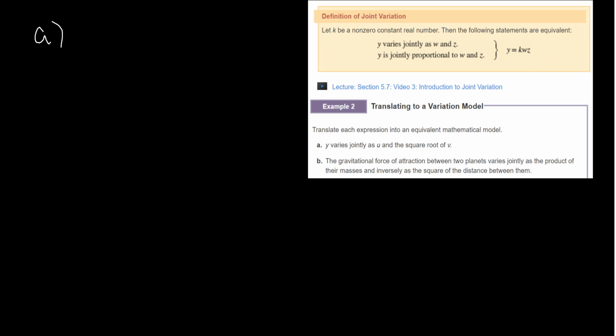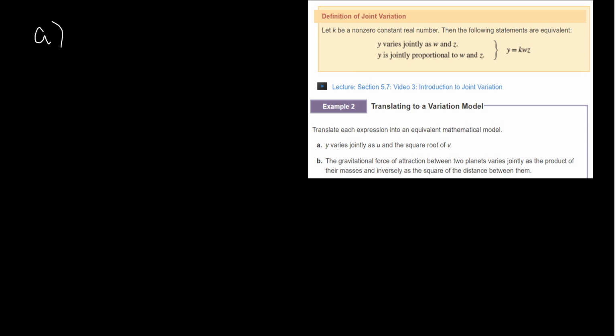Looking at the top, the definition of joint variation. Joint variation is pretty much the same thing as directly proportional, except now instead of k times just one thing, it's k times two things essentially. So let k be a non-zero constant real number, then the following statements are equivalent. y varies jointly as w and z. y is jointly proportional to w and z. And that's it. We're just multiplying an extra term there.